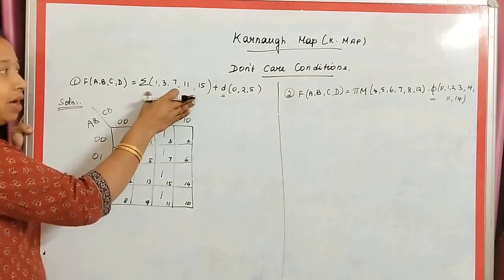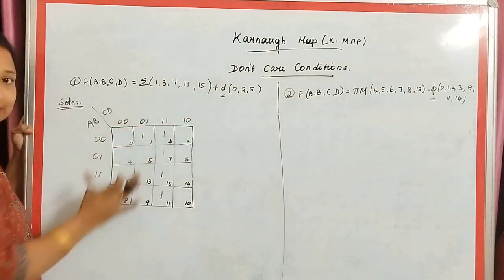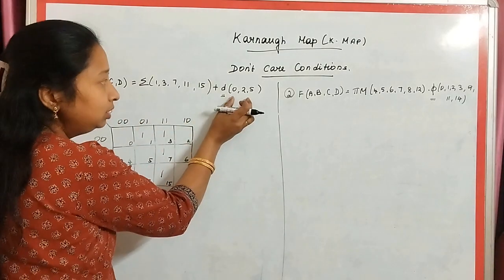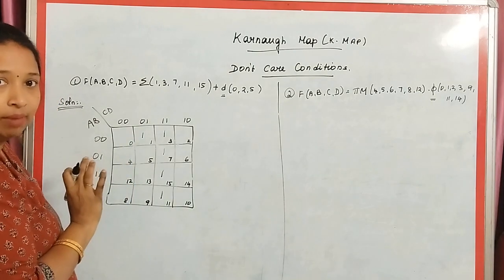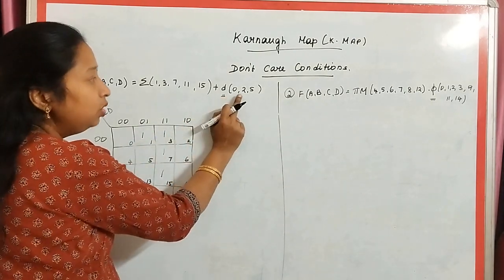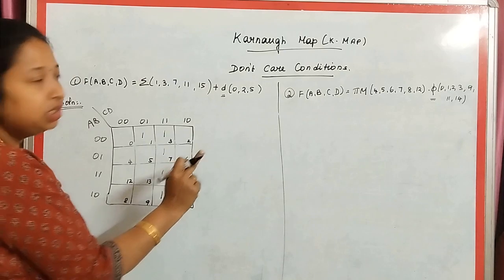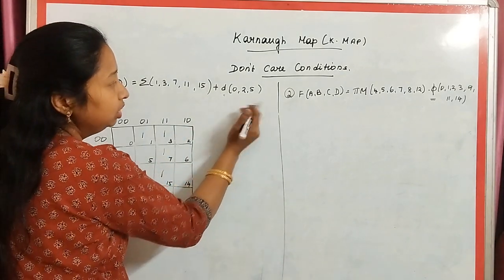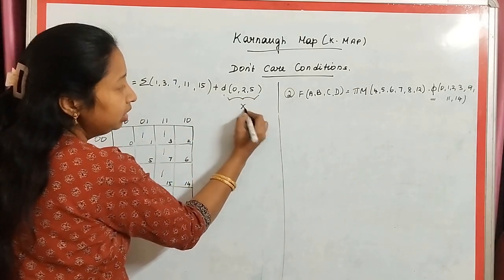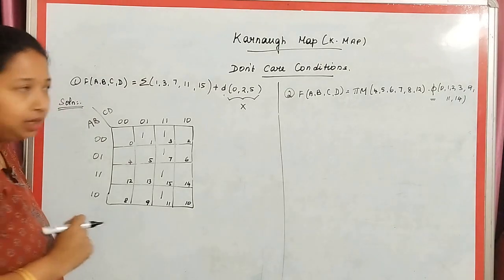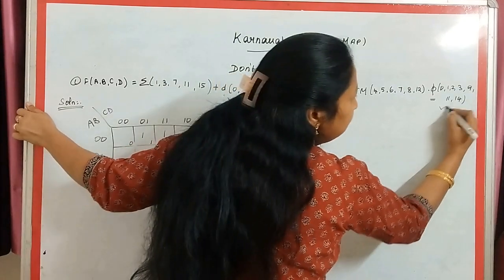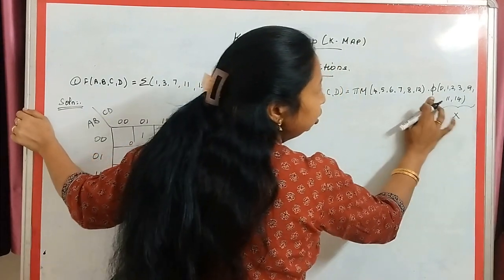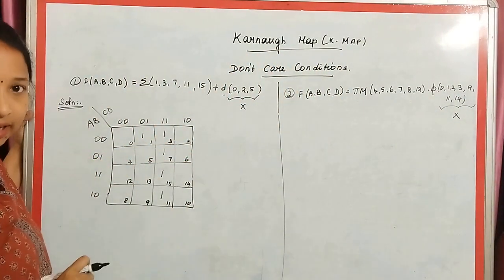Understood? Now we have positioned these numbers inside the K-map. We should also mark the don't care conditions inside the K-map. Fine. But to differentiate that these are don't care conditions, we will mark all the don't care conditions by representing them with an X. Clear? Irrespective of whether it is in SOP or in POS, all the don't care conditions will be represented by X.